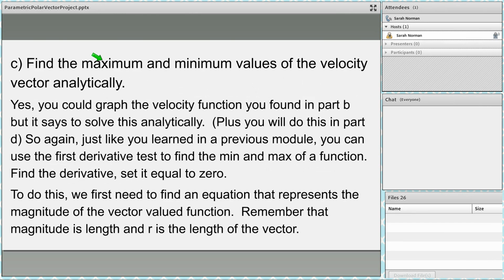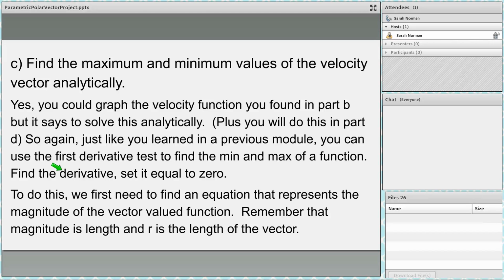Part C says find the maximum and minimum values of the velocity vector analytically. So yes, you could graph the velocity function you found in part B, but it says to solve this analytically. Plus you're going to do the graphing part in part D. So again, remember, just like you learned in a previous module, which was, I think, the applications of differentiation module, you can use the first derivative test to find the minimum and maximum of a function. And essentially that's what we're doing. Now it is a special type of function because it's a vector valued function, but it's the same process.